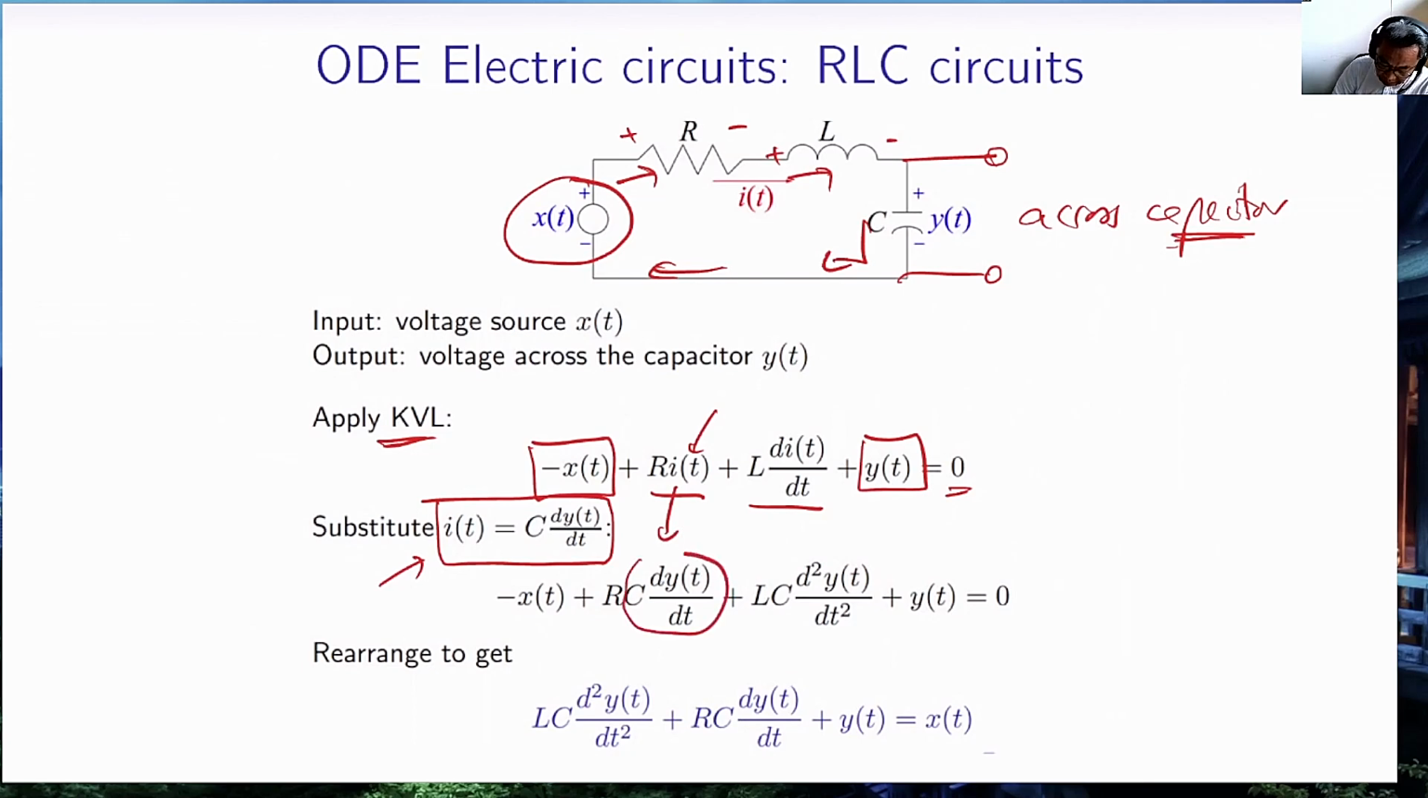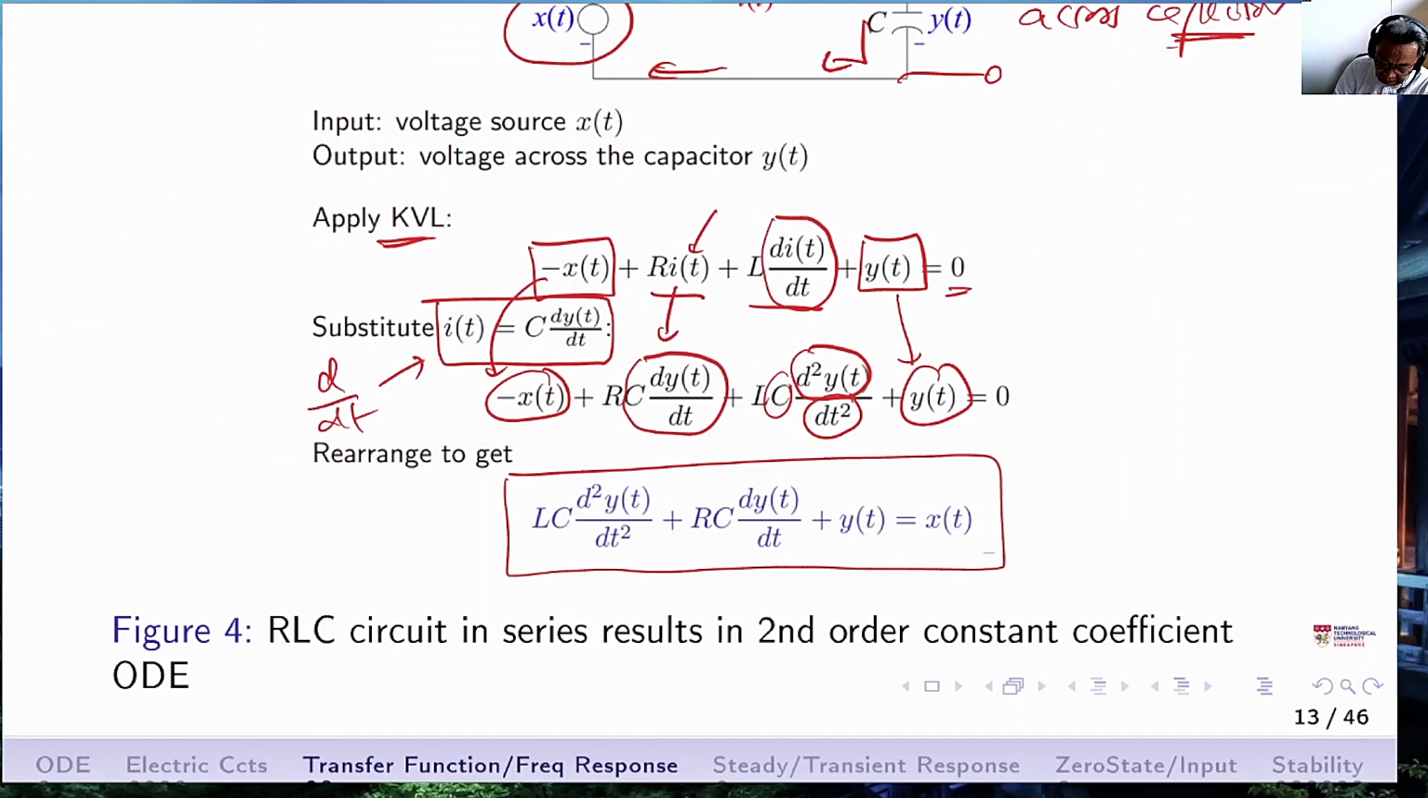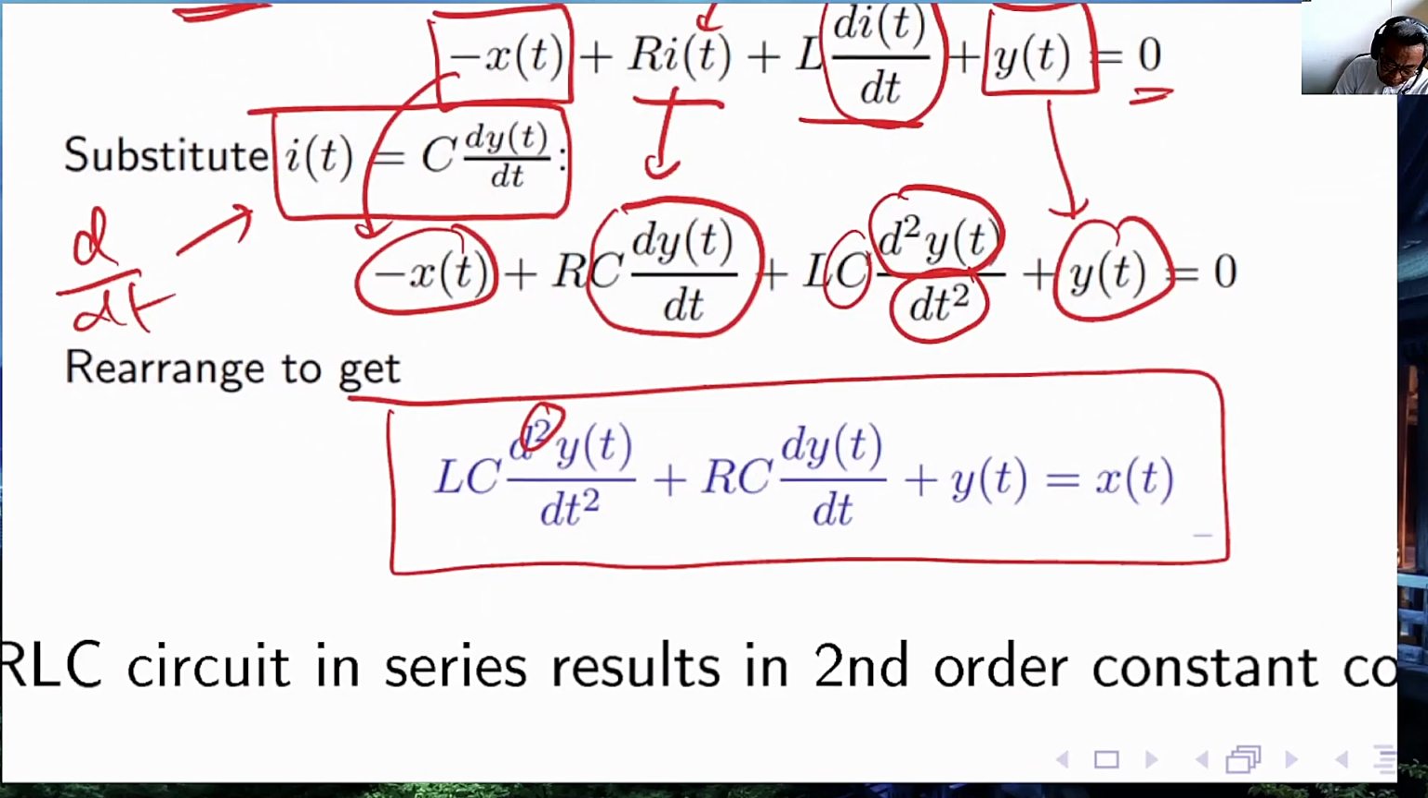So this is it. What about here? The di/dt, well, we differentiate it again, and therefore now we have C d2y/dt2. So the second order pops out. x(t) is the same, y(t) is the same, and now we have a second order differential equation. Second order because we have d2 here. Ordinary because we only have one independent variable. So this is the first order, this is the second order.